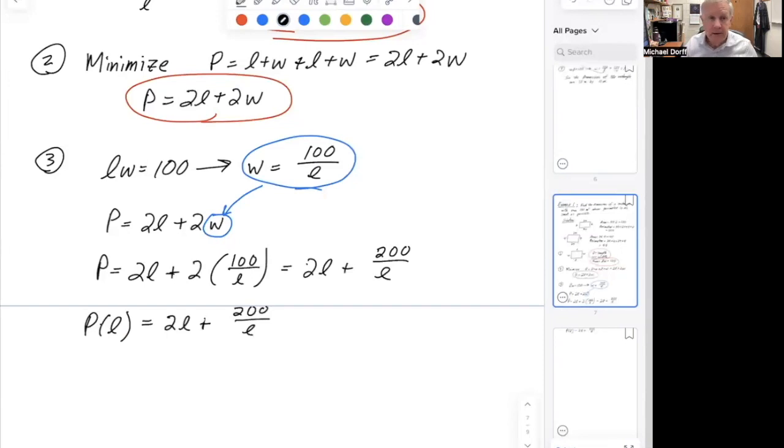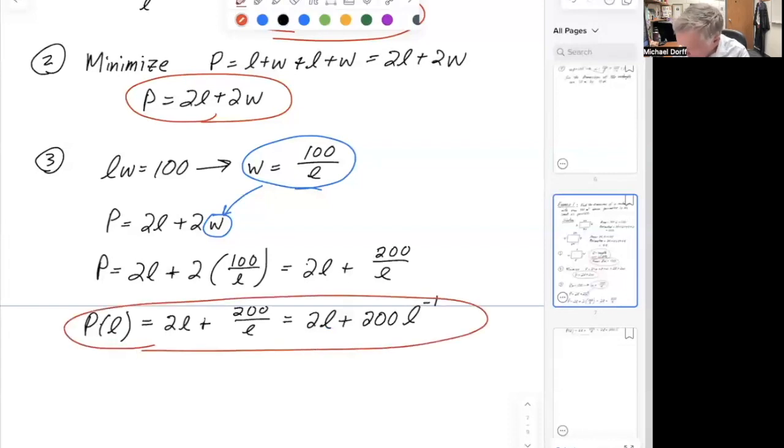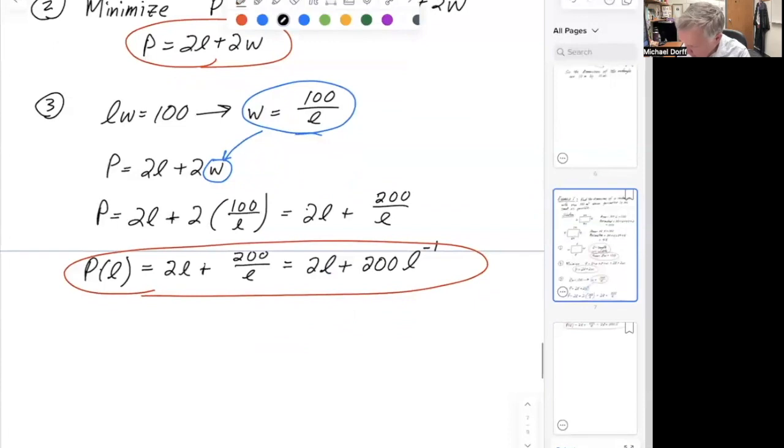Now I know I'm going to be taking the derivative in the next step, so it's going to be easier if I rewrite that last term as L to a power. So I'm going to write this as 2L, and then instead of 200 over L, I'm going to have 200 L to the -1 power. And that's how I'm going to write my P there.